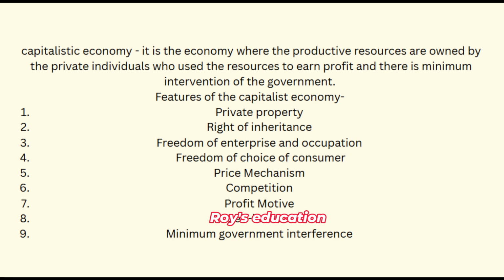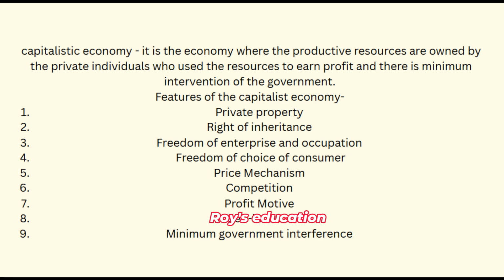The next feature is freedom of choice of consumer. Here the consumers are free to buy and consume goods and services of their choice. They are free to spend their income on any types of goods and services they prefer to buy. It is the choice and preferences of the consumer that determine the nature and the quantity of the goods. So the consumer is regarded as sovereign, or the king, of the capitalist economy.